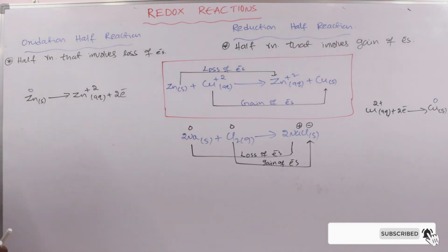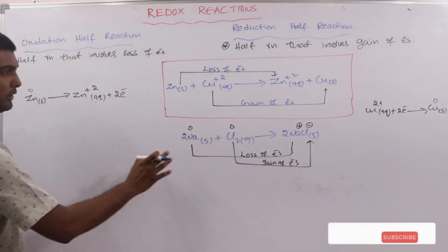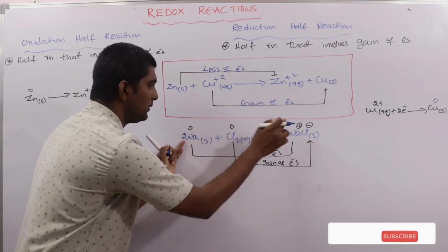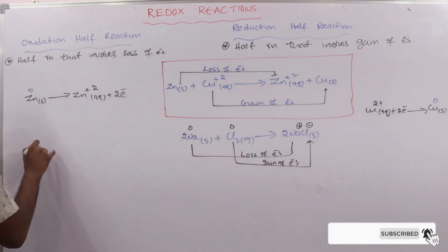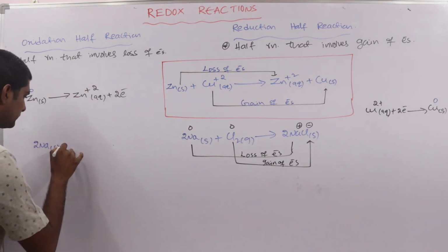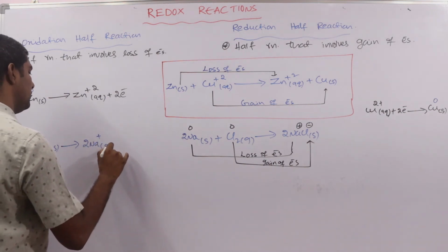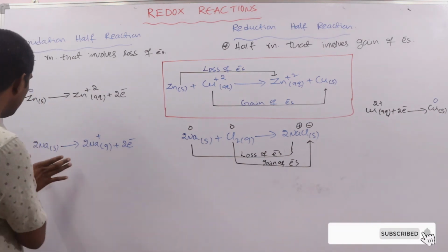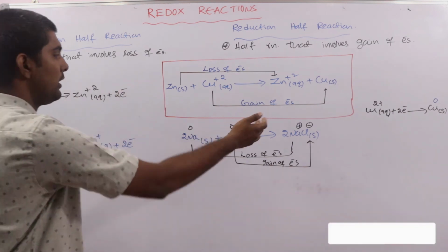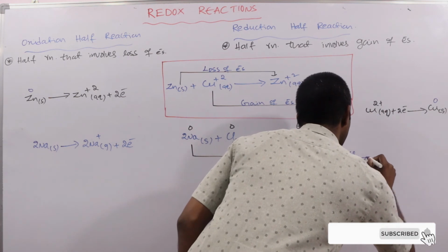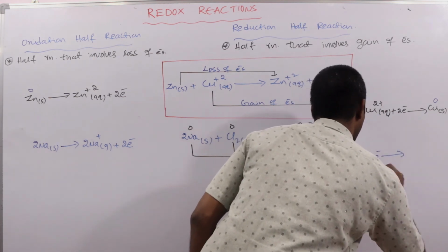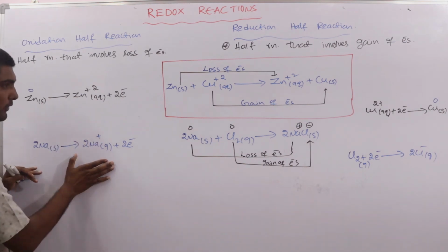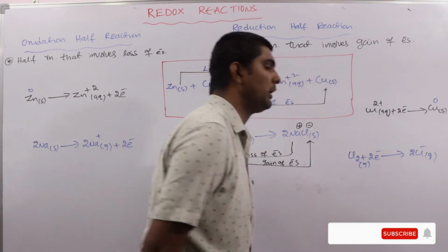Okay, here how can we write the half reaction? For the oxidation half reaction, first you have to observe which is undergoing oxidation and which is undergoing reduction. Sodium goes from 0 to +1, so it is undergoing oxidation, so that's why we write 2Na gives 2Na+. Each sodium atom is losing 1 electron, so we have 2 sodium atoms, so we get 2 electrons. And the reduction half reaction: Cl2 plus 2 electrons, you get 2 chloride ions. Okay, so this is the oxidation half reaction and this is the reduction half reaction for this reaction.